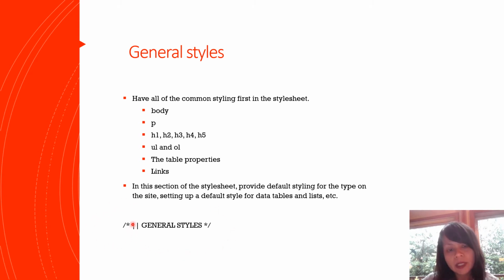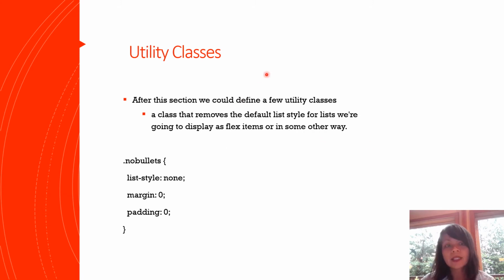Okay, notice these two lines. This is what allows you to jump from section to section, as I mentioned before. So if you're not sure what I'm talking about, put it in your code and see what happens. All right, next is utility classes. After the general styles, you can define utility classes. So that should be the next section.